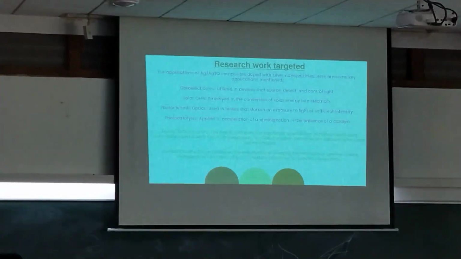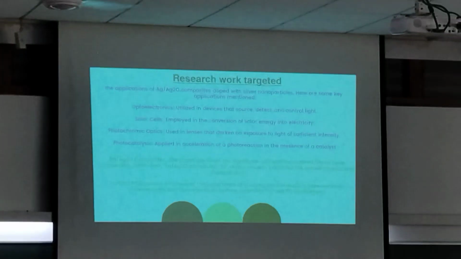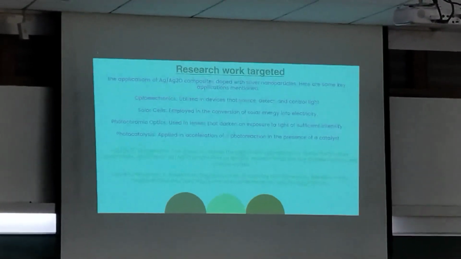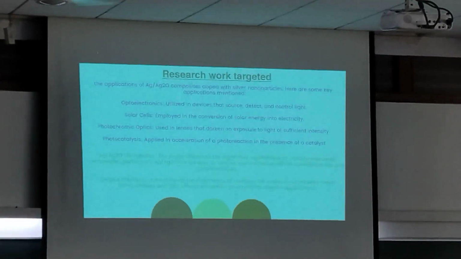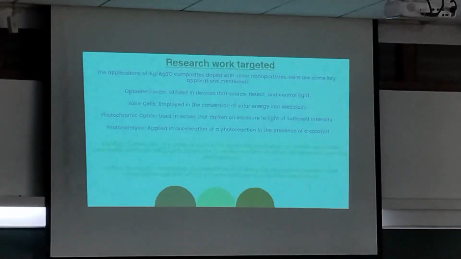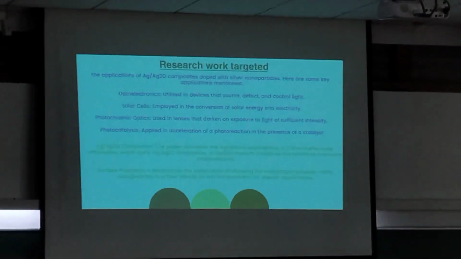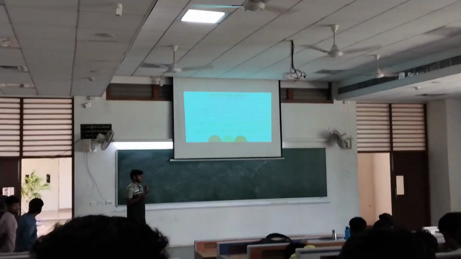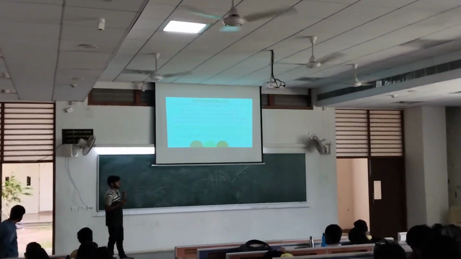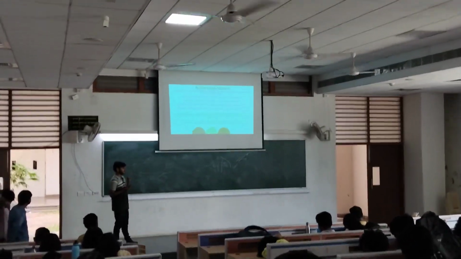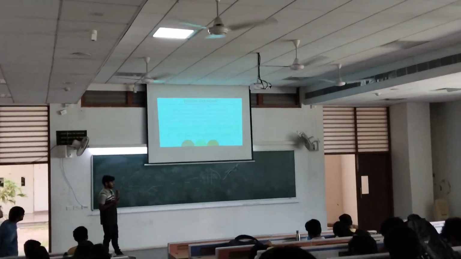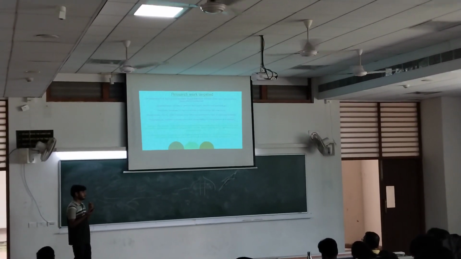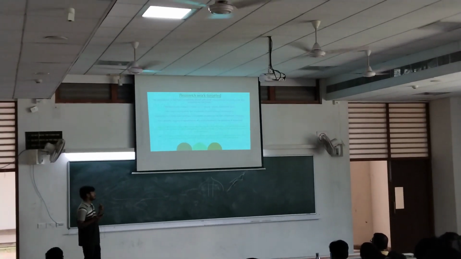There are some applications. First is optoelectronics. Optoelectronics is used for sourcing light, detecting light, and controlling light. In solar cells, we can use silver nanoparticles for storing energy. And in photochromic optics, silver nanoparticles are used in devices like sunglasses, which get darker in the presence of sunlight, and become transparent in the absence of light.